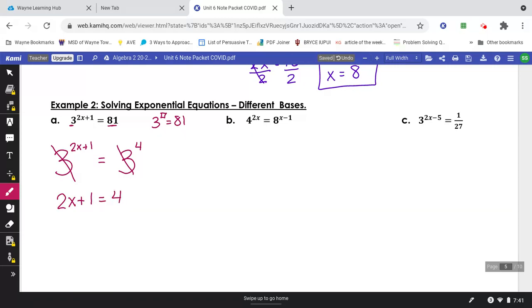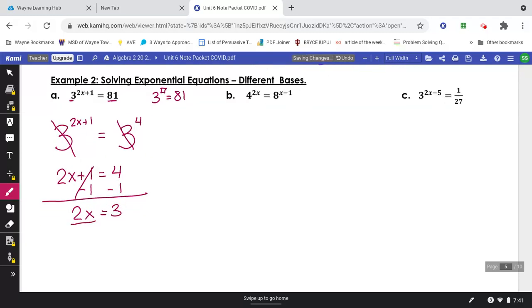And then you would solve the equation. Subtract 1. And divide by 2. x equals 3 over 2. You could also write that as a decimal if you'd like.